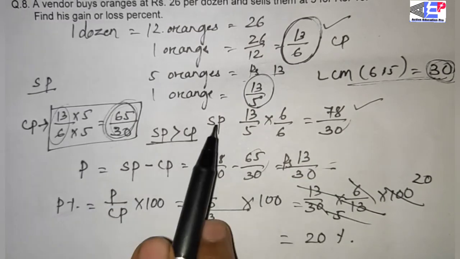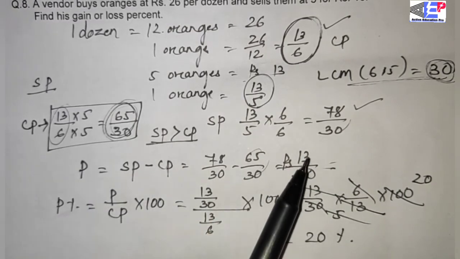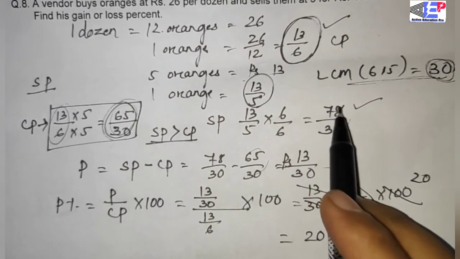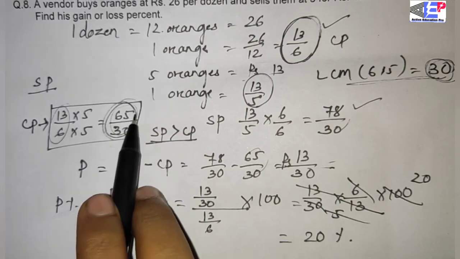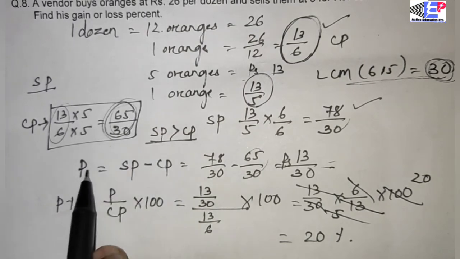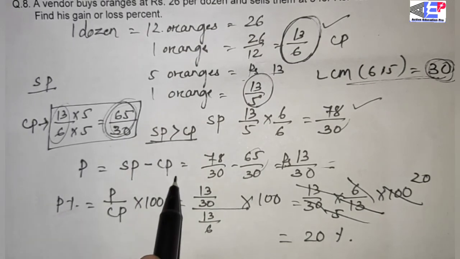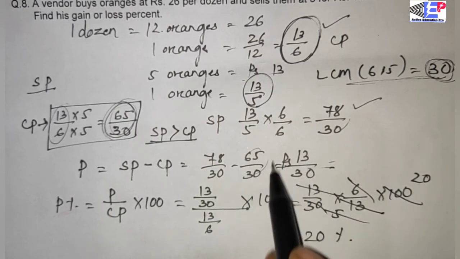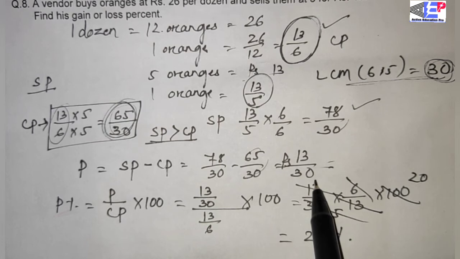This is CP and SP, and according to the comparison of CP and SP, SP is greater than CP because the numerator of SP is greater than the numerator of CP. So here there is a profit, and the profit amount is SP minus CP. Here SP minus CP, the numerical value, and we will get the profit amount. This is 13 by 30 rupees.